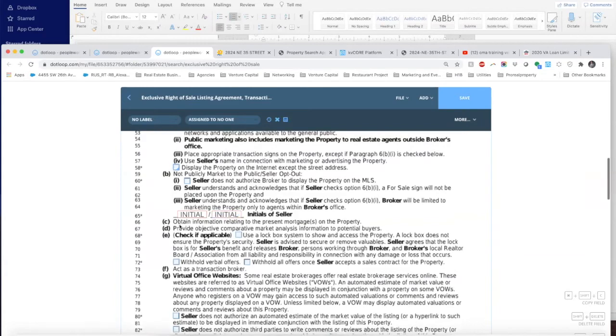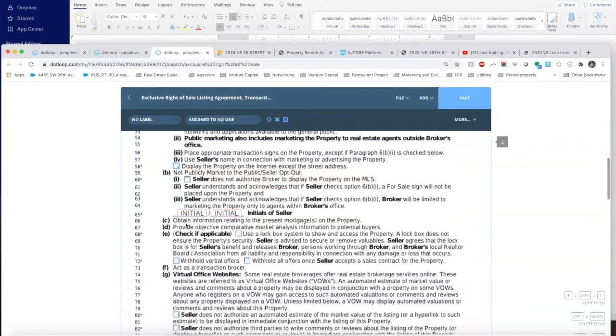Next one, C. So again, it's broker authority. What we can do: obtain information relating to the present mortgage on the property. We can talk to the bank, and this is an important point, because by talking to the bank, we can figure out if payments have been made, maybe there are some issues, or maybe it's due for a foreclosure sale. So it's very good to get the loan number from the seller and call the bank, and you can present this agreement so they will be able to tell you details.